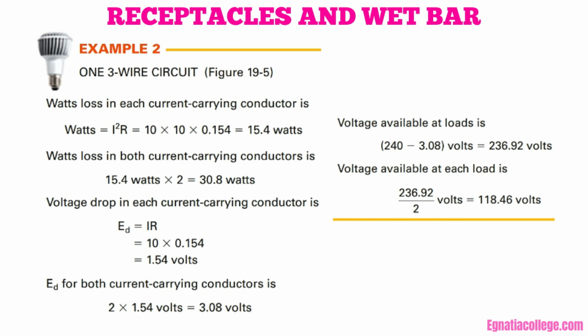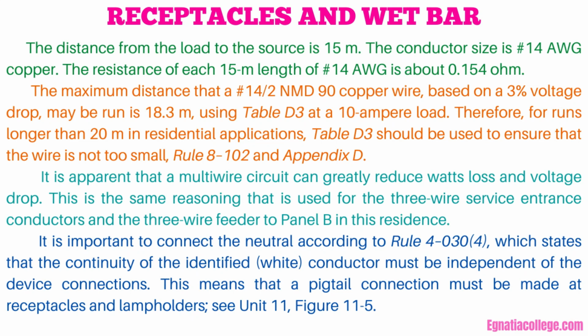You can pause the video and take your time to understand. The distance from the load to the source is 15 meters. The conductor size is 14 AWG copper. The resistance of each 15-meter length of 14 AWG is about 0.154 ohm.